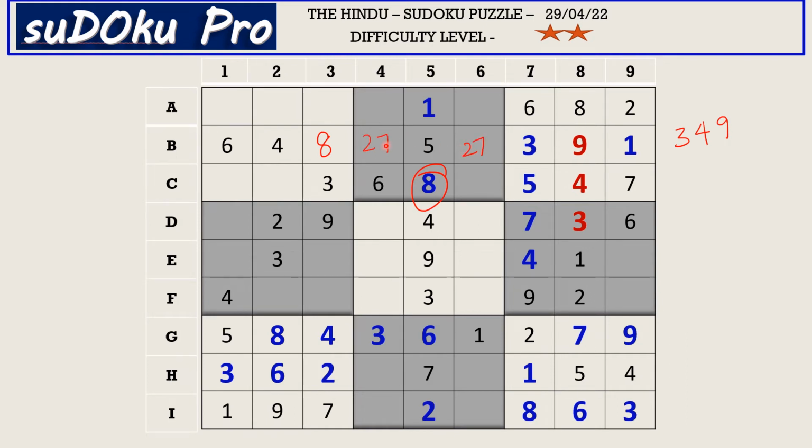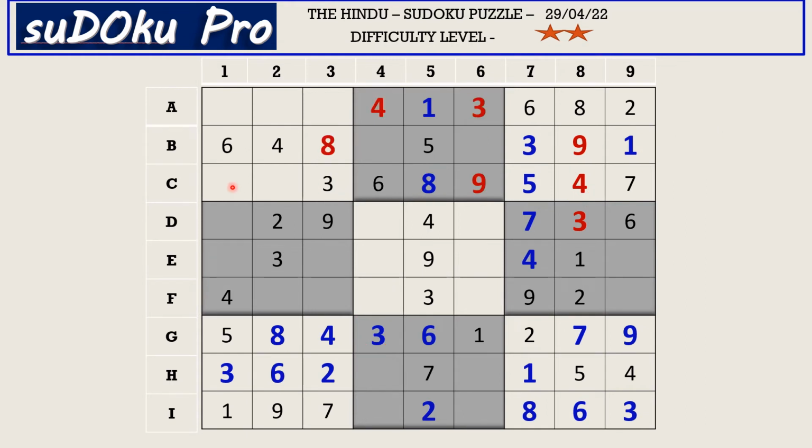So assuming that we have 2 and 7 going in these two cells, we have 3 empty cells and the missing numbers are 3, 4 and 9. There is 4 and 3 blocking this cell. So C6 takes 9. Now in these two cells 3 and 4 have to be. Now there is a 3 blocking from here. So A4 takes 4 and A6 takes 3.